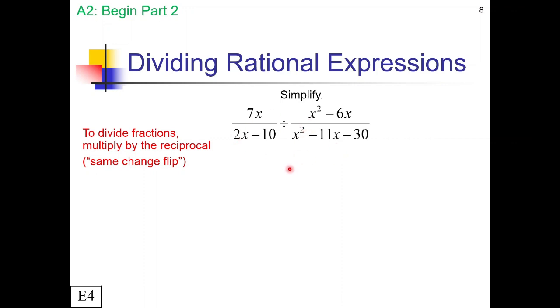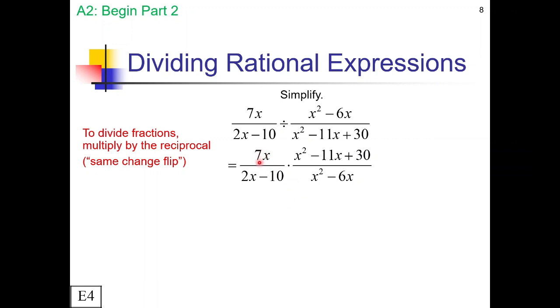All right, so same, change, flip. That means we keep the first fraction the same, we change the sign to multiplication, and we flip the second fraction. So this second one, we're going to have x squared minus 11x plus 30 over x squared minus 6x. And now it's just a normal multiplication problem. So just like before, when in doubt, factor it out. Let's see what we can cancel out.